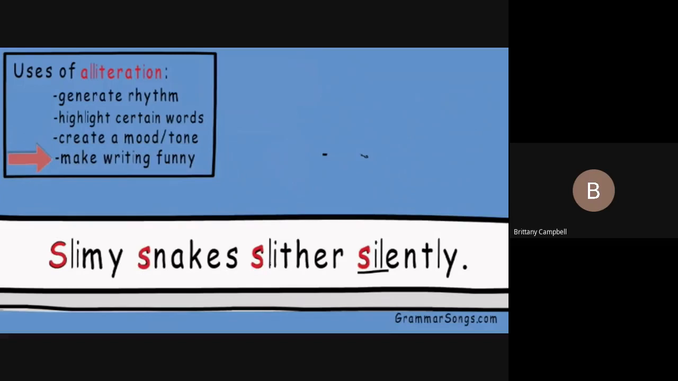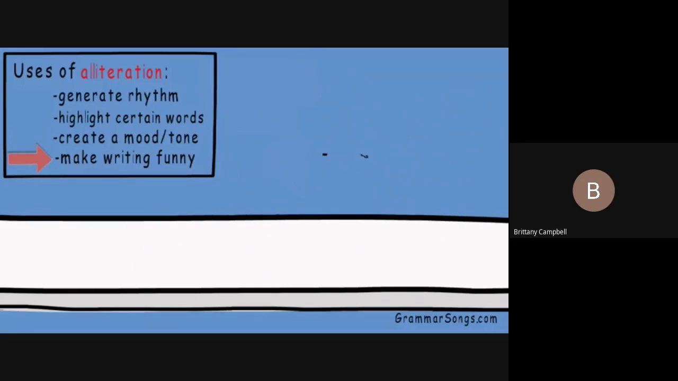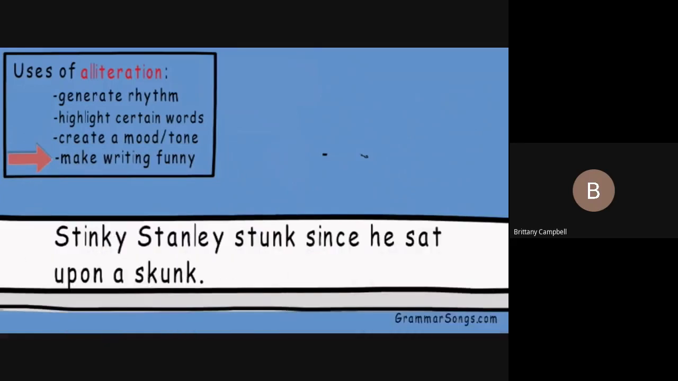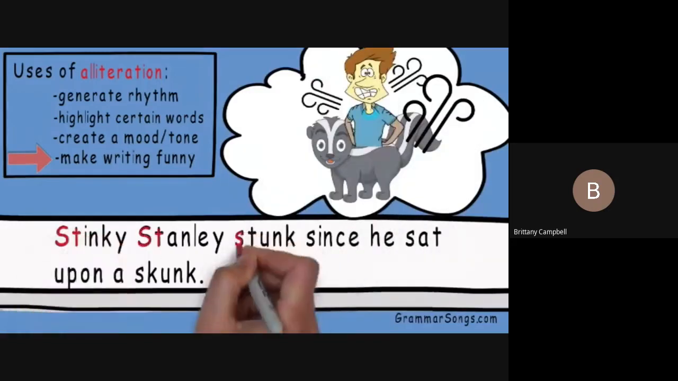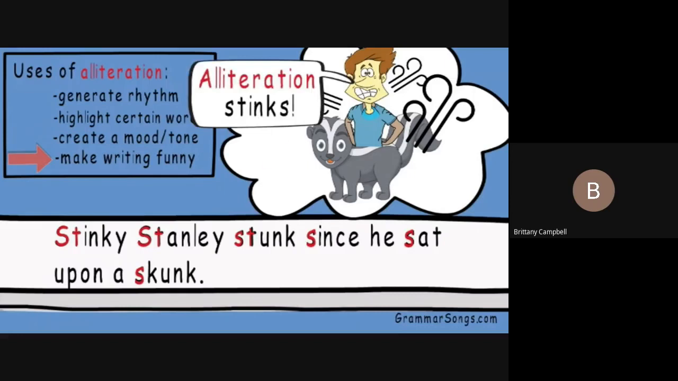And finally, alliteration can be used to simply make writing funny. Stinky Stanley stunk since he sat upon a skunk. The ST blend and adjoining S's along with the rhyming create a bouncy fun effect. Poor Stanley. Alliteration stinks!